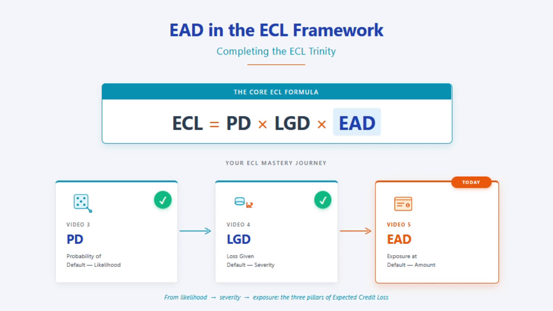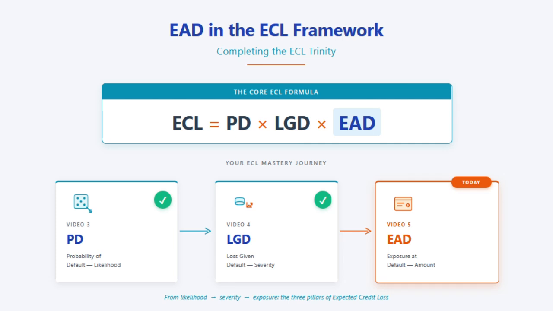In video 1 and 2, we established the fundamental ECL framework. In videos 3 and 4, we explored the PD and LGD in detail. You can refer to that. And today we'll complete the Trinity with the EAD. So I hope that you remember our core ECL formula, that ECL is equal to PD into LGD into EAD. So here the EAD represents the exposure amount the bank faces at the moment of default.